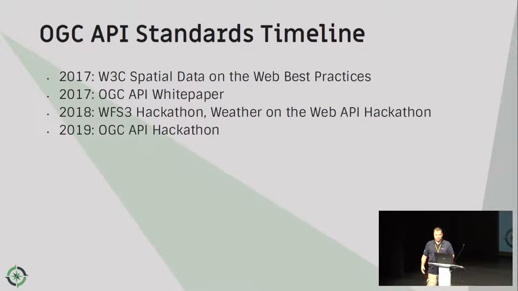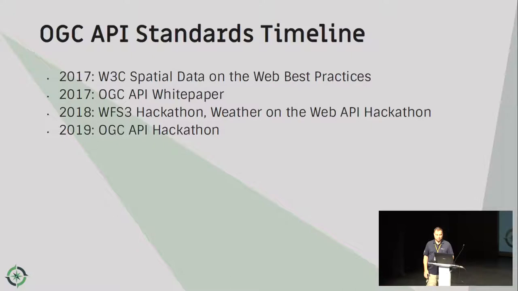A little bit of a timeline. Again, the W3C recommendation. There was an OGC API white paper, and then in 2018 and 2019, the rubber started to hit the road. There was a WFS3 hackathon. There was also a Weather on the Web API hackathon, and there was the OGC API hackathon in London. So we're starting to see a little bit more hands-on work in an open fashion from OGC, which has resulted in a lot of good work with regards to supporting the new wave of implementations.